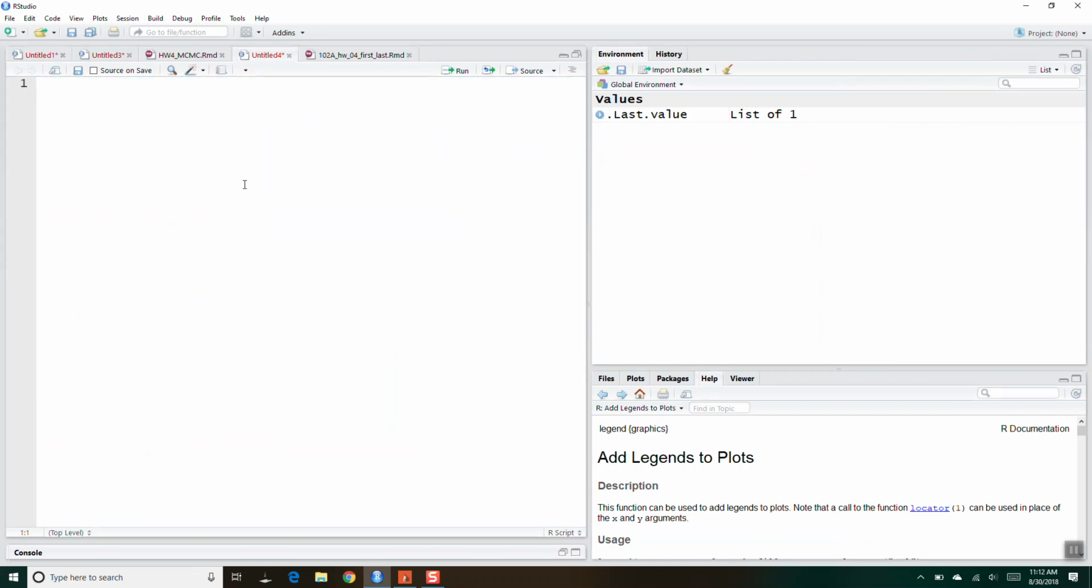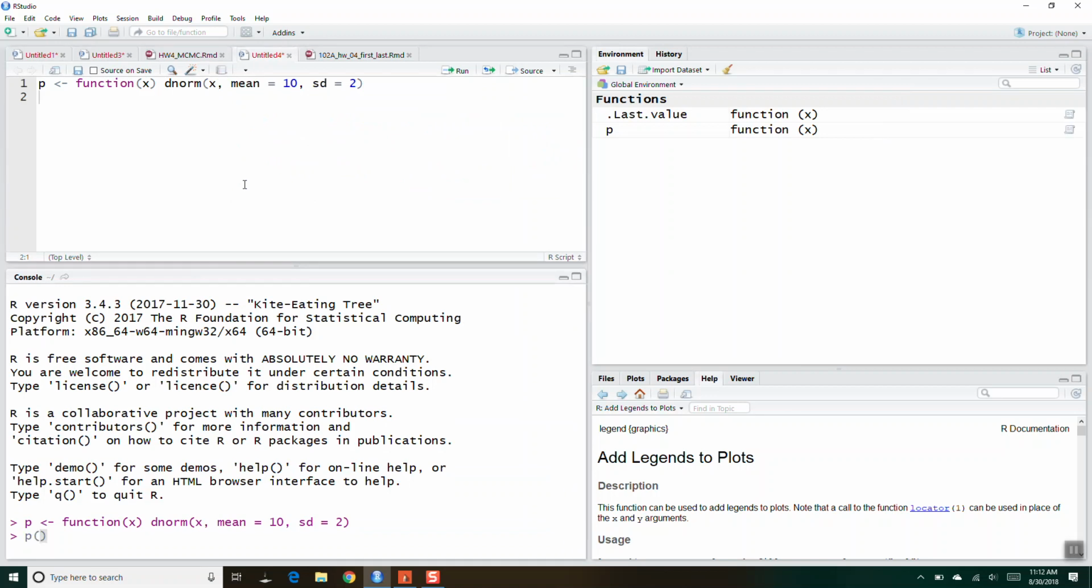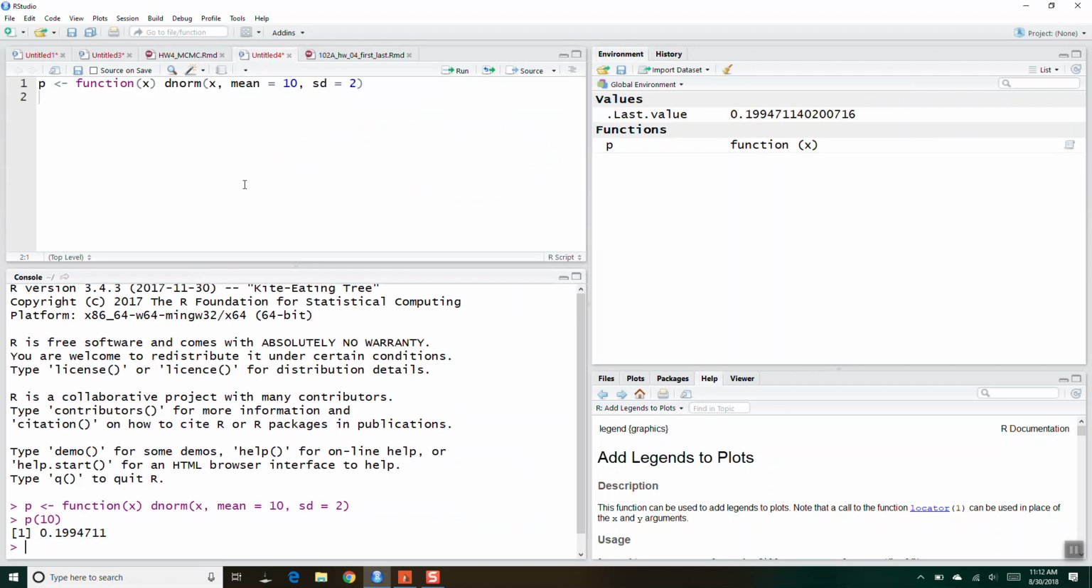All right, so let's just look at dnorm. All right, so p will be a function of x, and it's going to return dnorm of x where the mean is equal to 10 and the standard deviation, oh wait, st is equal to 2. Okay, so we're going to have this. All right, and then we can just try, what's the p of 10? That's a high value.